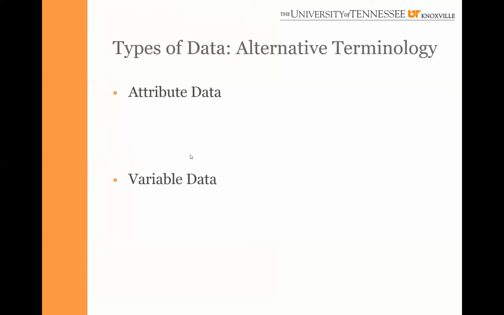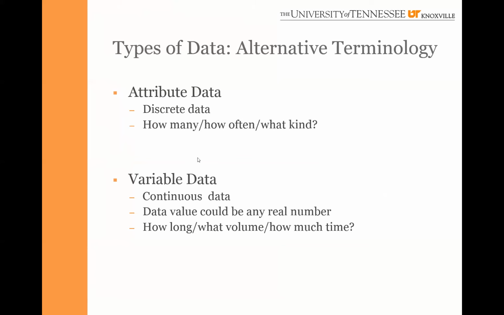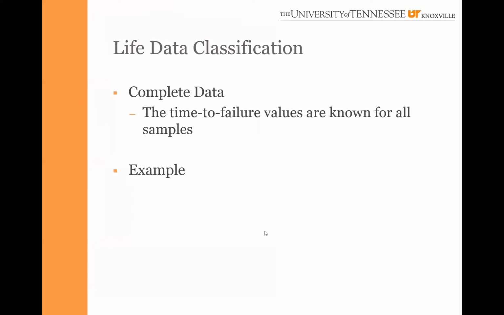So a little bit of repetitive stuff, but this is the terminology you may hear about. Attribute data versus variable data. We know of them as discrete data versus continuous, right? So this one is answering how many, how often, what kind. The other one is answering how long, what value, or how much.